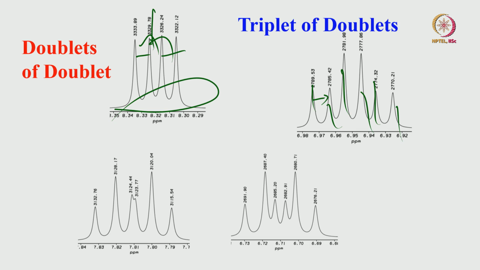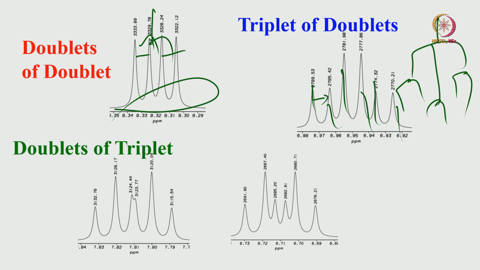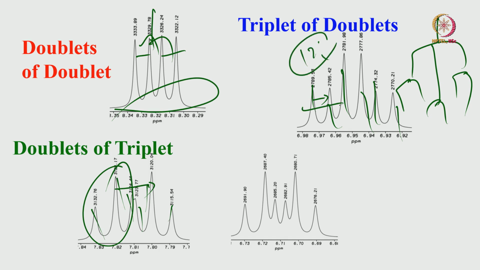First it is going to be a triplet, and each line of the triplet is split into a doublet like this, and that is how you get a triplet of doublets. What about this one? The larger separation is a doublet, and each line of the doublet is split into a triplet, with 1 to 1, 1 to 1 intensity. Similarly, here also there was 1 to 1 intensity and it became a doublet. Here it is a 1 to 1 triplet, and each line of the triplet is first a doublet, and each line of the doublet is going to be a triplet. Okay, that is fine.